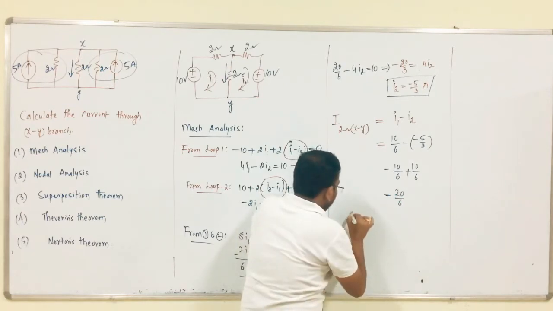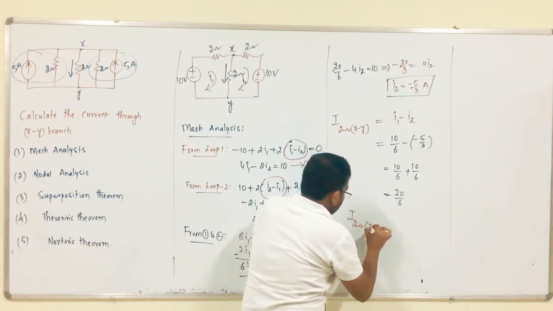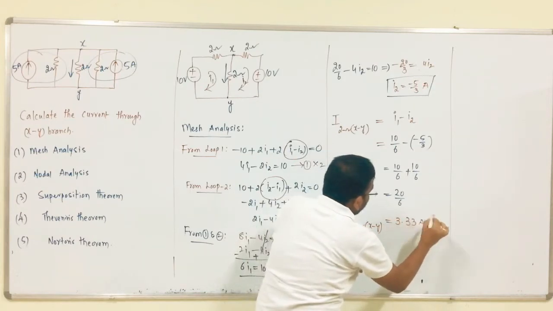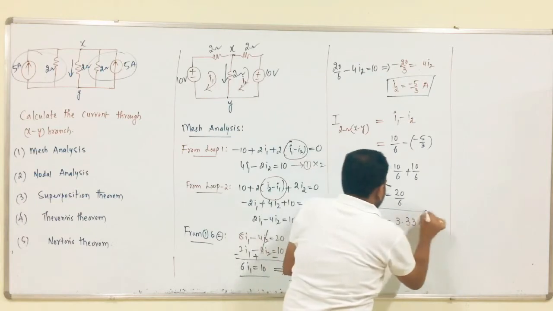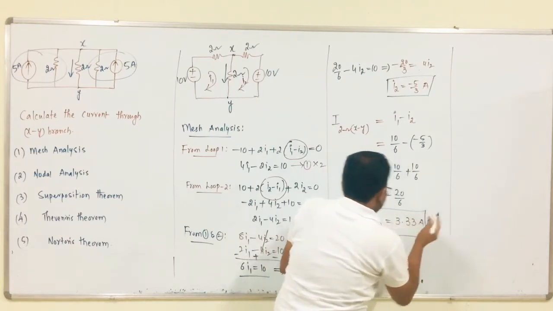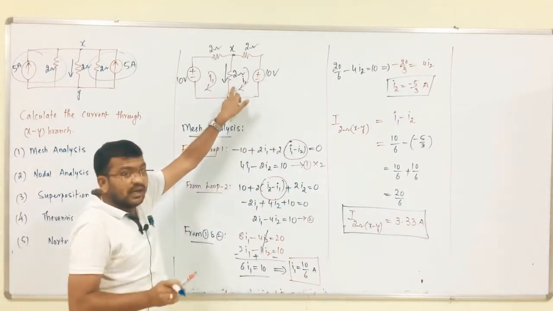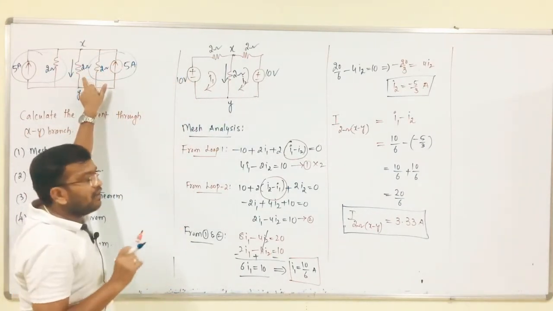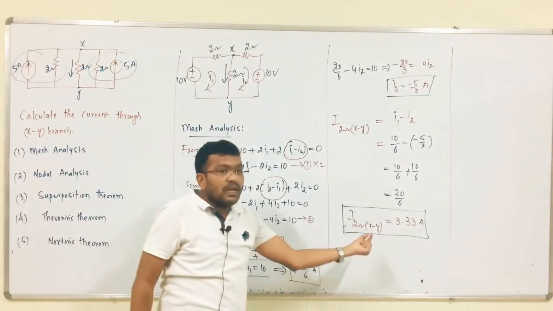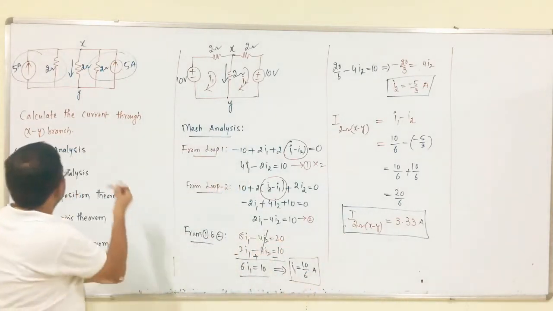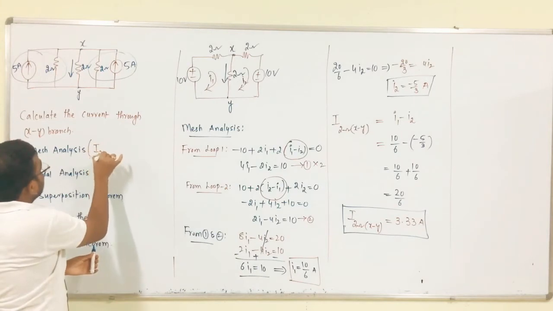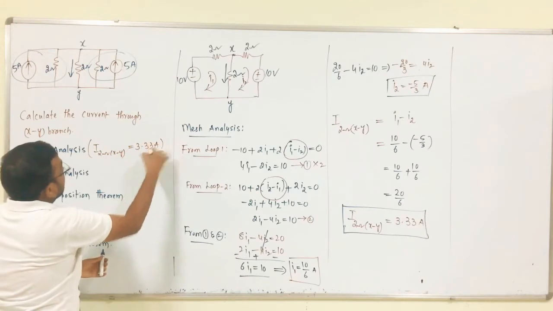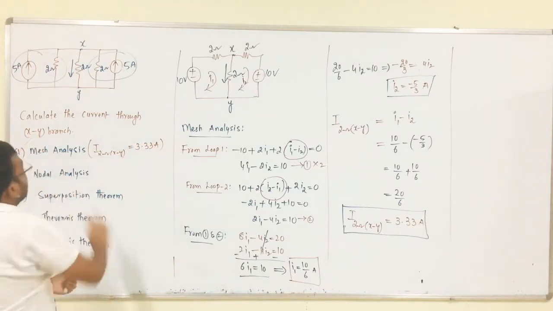So, finally, we got the current through the 2 ohm branch which is present between X and Y, equal to 3.33 amps. This is the current through this branch which is present between the terminals X and Y. By using mesh analysis, we got 3.33 amps. So, this method is completed.